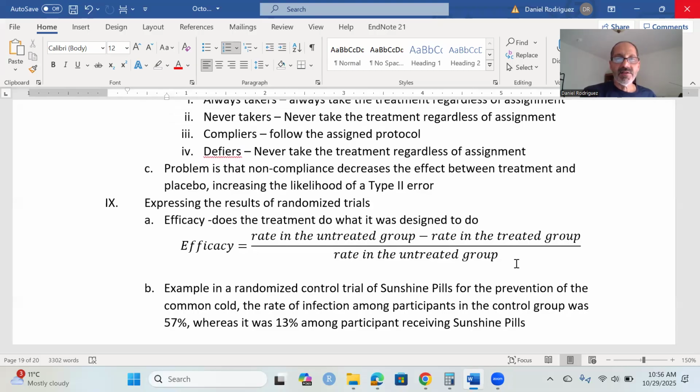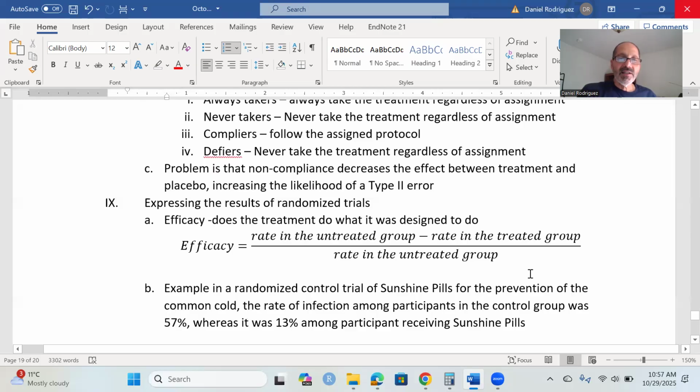So how do we express the results of randomized trials? One of the issues is to quantify efficacy. Efficacy means the study does what it was designed to do. By the way, efficacy and effectiveness are different, and people confuse those all the time. Efficacy has to do with whether or not it works. Effectiveness is, does it work in a real life circumstance? Like, are people following, complying, and so on?